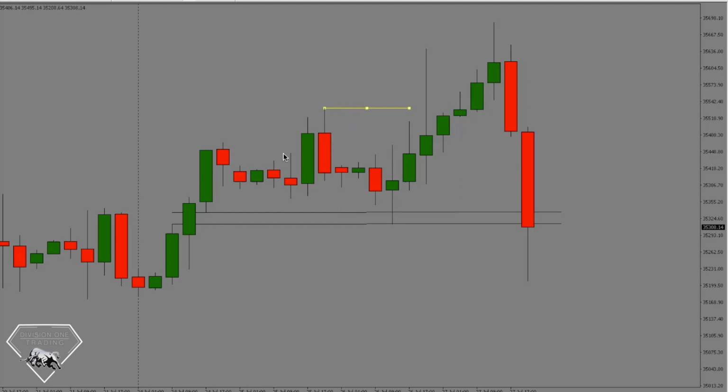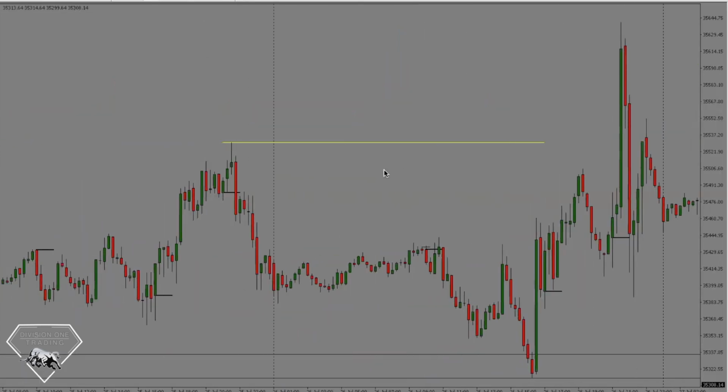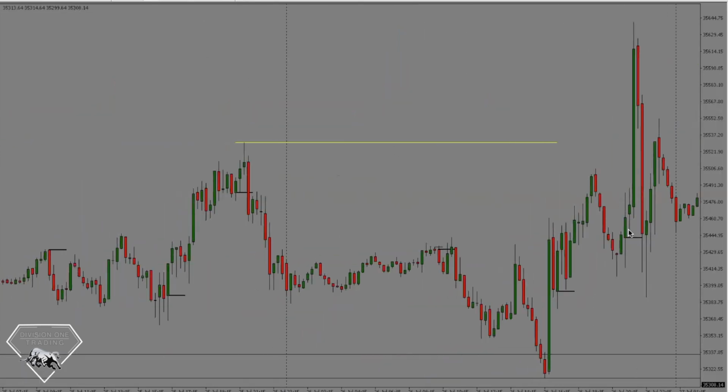$530.14. Okay, we're all on it. So this was the high of the week until what? Until this took it out. Now they traded up. Look at that level.